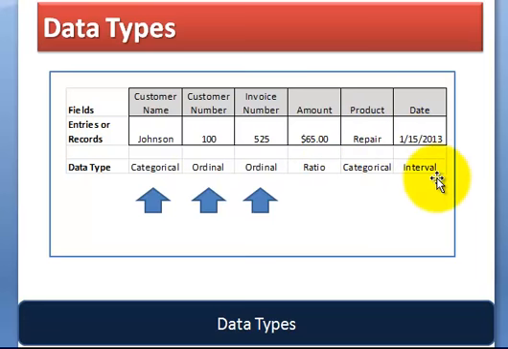Interval would be your dates and your temperatures. Date is interval. I can tell you the interval from one step to the next is always the same, but I have no natural zero, so I can't say January 15th is X% more than a different date. So there is a summary and examples of categorical, ordinal, ratio, and interval data.